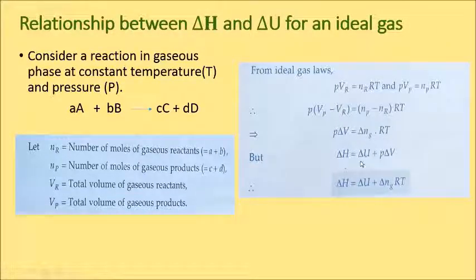But we know that delta H is equal to what? Delta U plus P delta V. This expression we have brought before. So from this, we can just substitute the P delta V. If we substitute P delta V, how can we write? Delta H is equal to delta U plus delta ng RT. That is, instead of P delta V, we have written delta ng RT. So the equation is changed to delta H is equal to delta U plus delta ng RT. This is a relationship in the gaseous phase for an ideal gas.